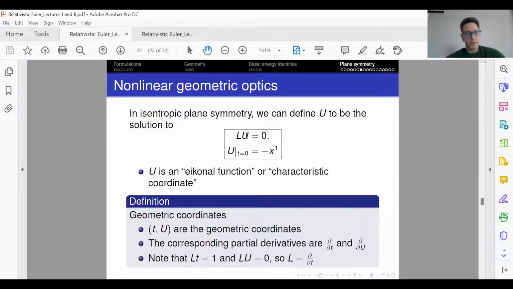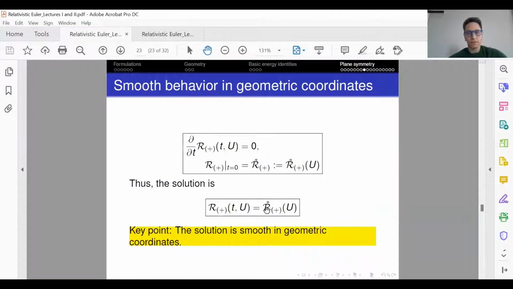That's a serious complication. But in any case, in symmetry, and as always, you have to choose initial data for your characteristic function. I prefer to pick at time 0 the data to be minus x1. That's just useful for orientation. And then in TU coordinates, which I call geometric, L is just the partial derivative with respect to time at fixed U. Okay, and using this setup, one can sort of explicitly solve the equations.